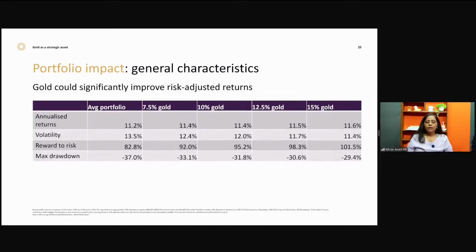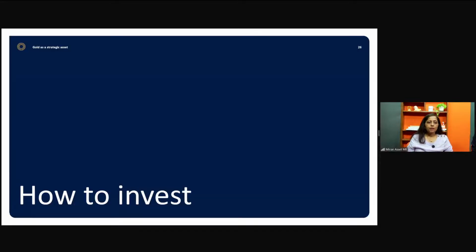So, if you add 7.5% gold going up to 15%, the annualized returns can go up by 11.6%. Volatility definitely goes down, but the reward to risk is 101% if you have about 15% of gold in a portfolio. How do you invest?